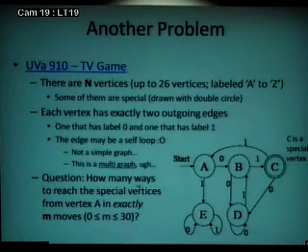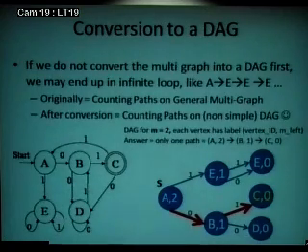The question is how many ways to reach the special vertices from vertex A, so the source is vertex A, in exactly m moves, and m is small. So can you continue the drill? You know that you can only use at most m edges. You can only move m times. So can you attach this information to every vertex? It turns out that you can, right?